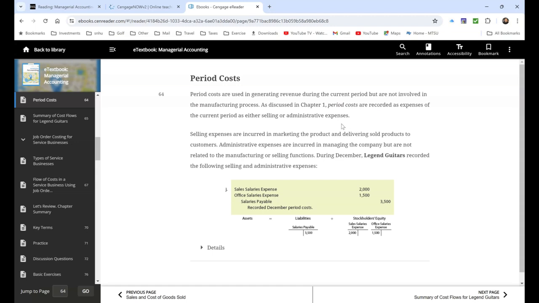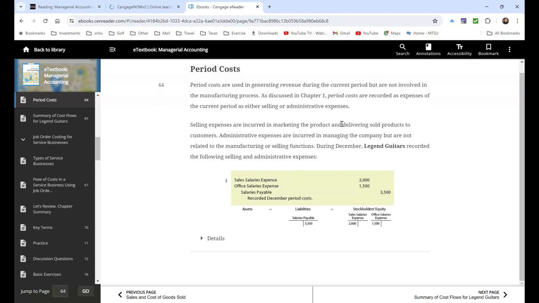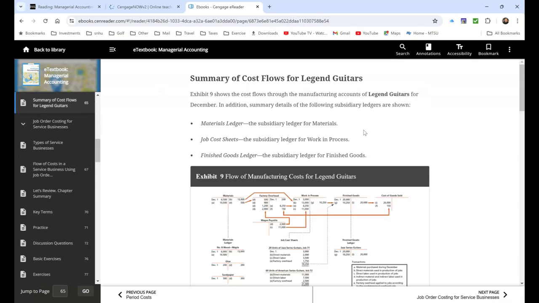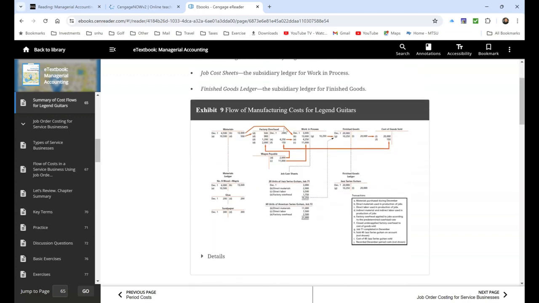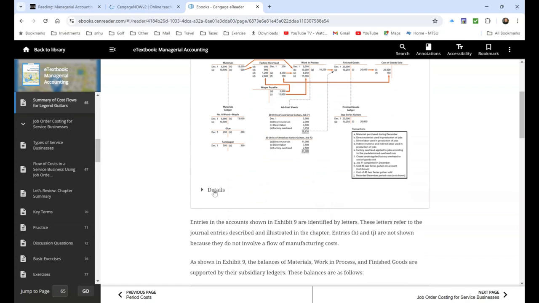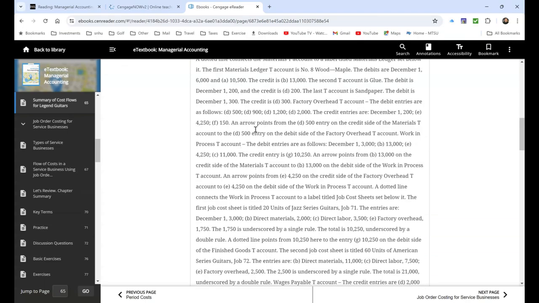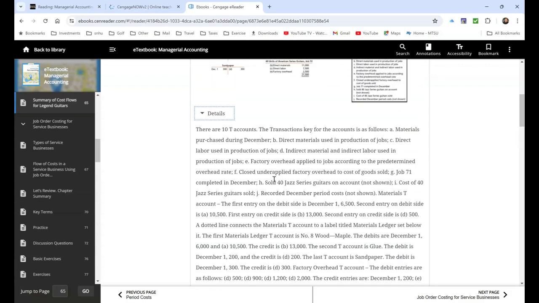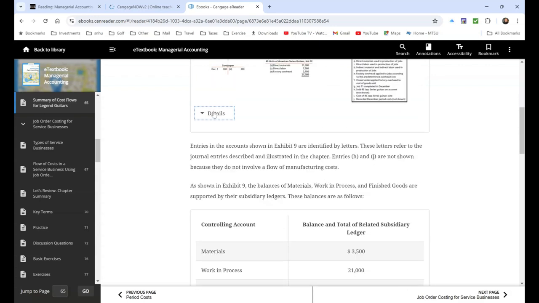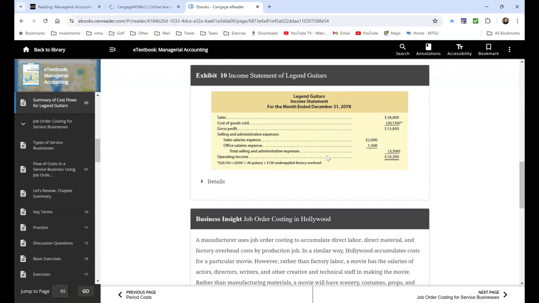And then period costs, again, are going to be expensed in the month that you incur them. And those period costs are any costs that are non-manufacturing related. Here's sort of a summary. You can kind of see that it looks a little busy here. So you may have noticed these detail tabs. In the detail tabs, if you wanted to find something specific, you can find the detail tabs here.